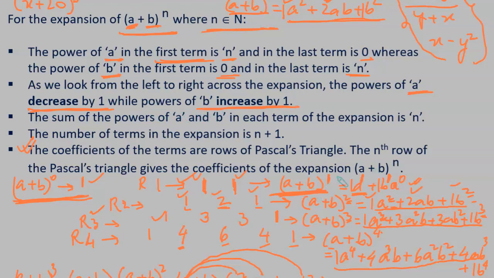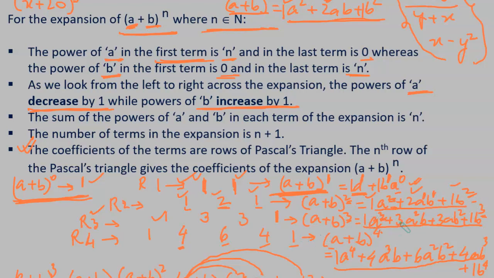See, for a plus b whole to the power of 1, the first power of a is 1 and the last power of a is 0. It has decreased by 1. For a plus b whole to the power of 2, the starting power of a is 2, and then it is 1, and finally it is 0. But in the case of b, the starting power is 0, then it is 1, and finally it is 2.